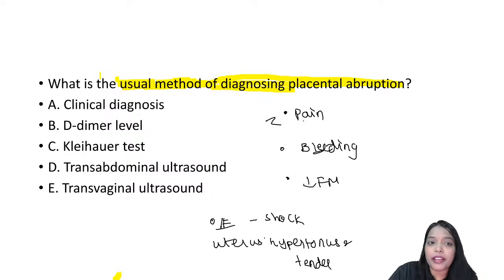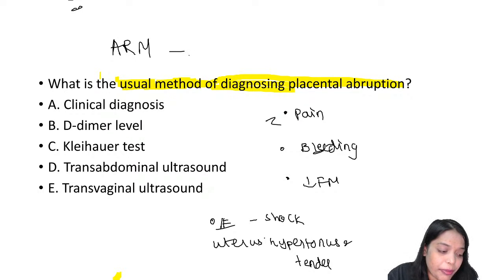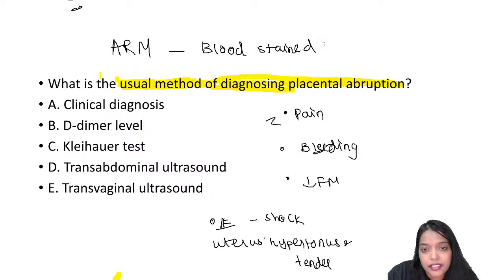When you do ARM, you will see what will be the color of liquor to confirm that this is an abruption. What should be the color of liquor when you do an ARM, artificial rupture of membranes? You will see blood stained liquor. When I do ARM, I will find the blood stained liquor. That is how I confirm my diagnosis that this is a patient with abruption.